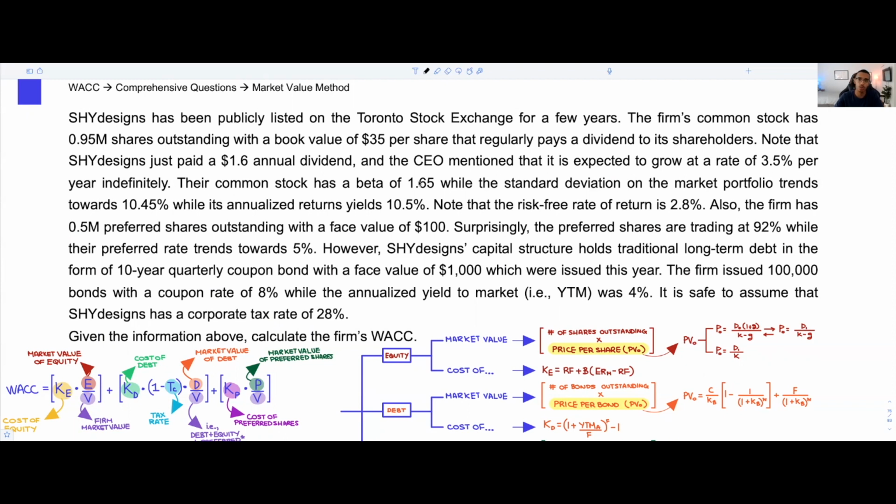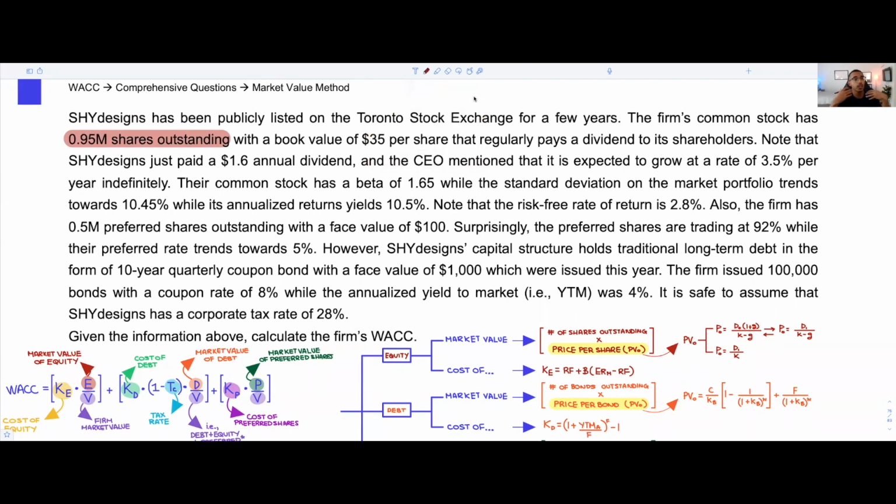We got a few interesting things here, all right? So let's go ahead and take out our red highlighter. Let's highlight that there are 0.95 million shares outstanding, okay? That's very important for us. However, what I want you to also be able to identify is that the book value per share doesn't do anything for us.